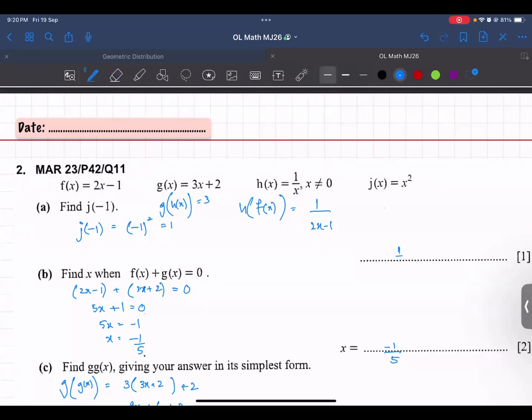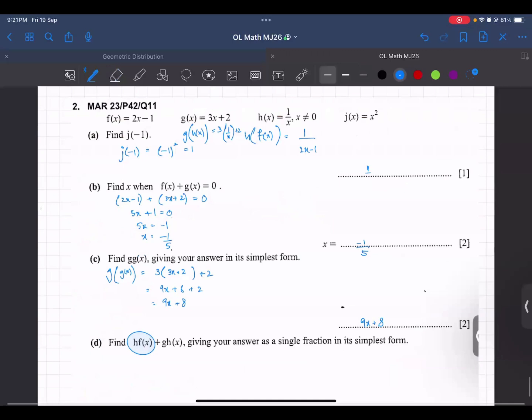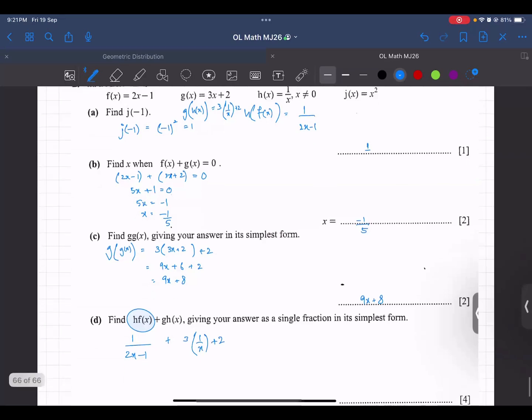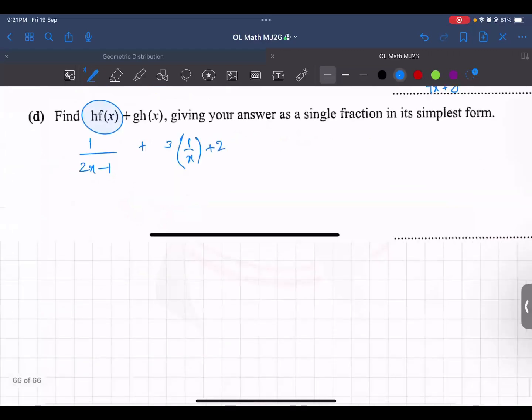Okay, so there's no square. So g(x) is 3 times 1 upon x plus 2. So now you will form the equation. h(x) is 1 upon 2x minus 1 plus g(x) is 3 multiplied by 1 upon x plus 2. And then we have to simplify this. Express it as a single fraction.